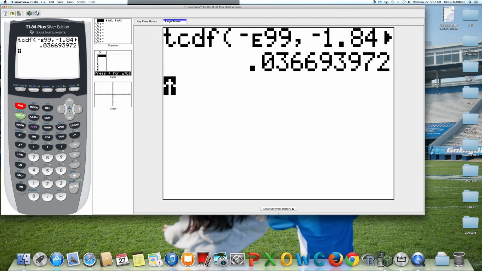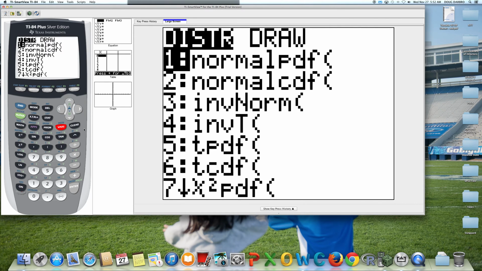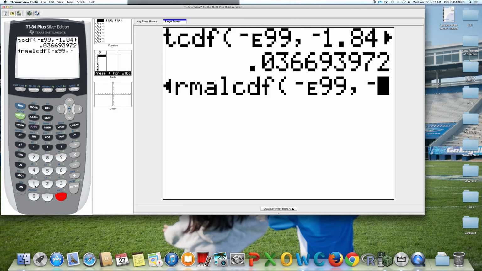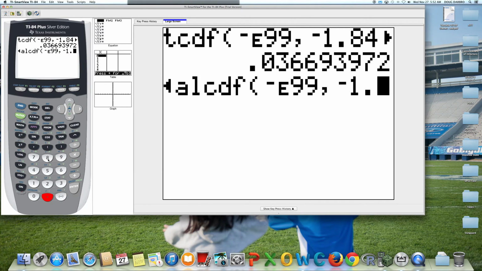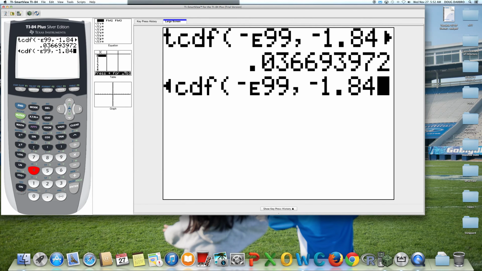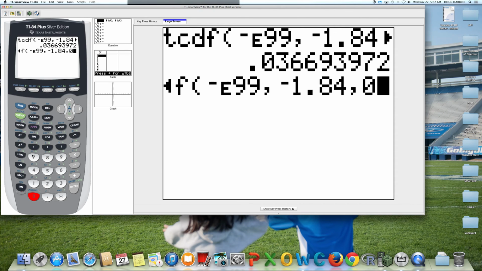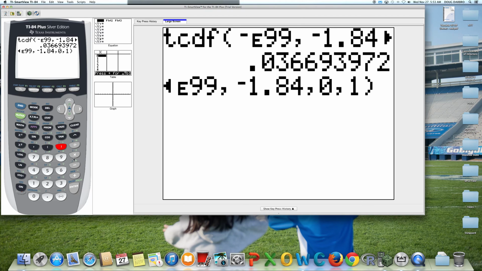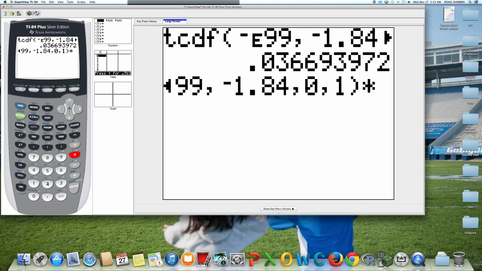All right, so guys, go to the calculator, second function, distribution. But this time we're going to use normal CDF because we have a z distribution. So I need negative E99, negative 1.84, comma 0, comma 1. And remember, gang, we have to multiply this by 2 because we do a two-tail test.